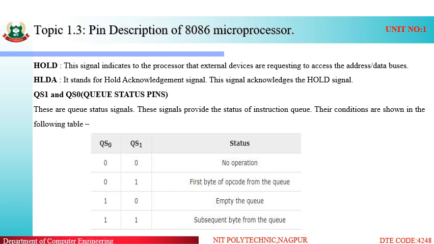In the architecture we have studied the instruction queue. So we can get the status of that instruction queue with the help of queue status pins.